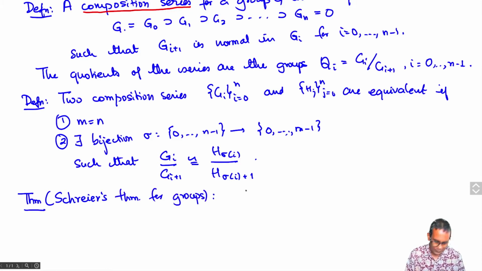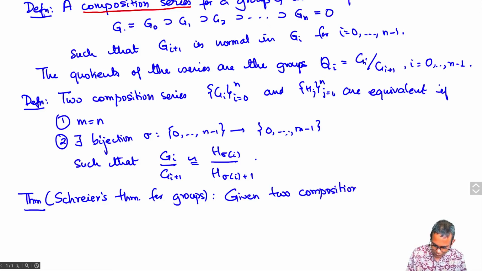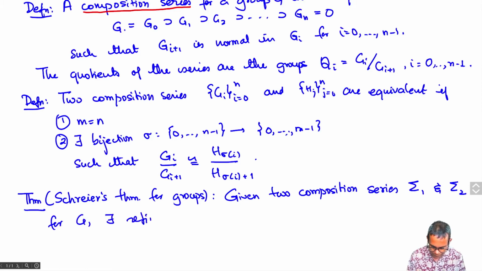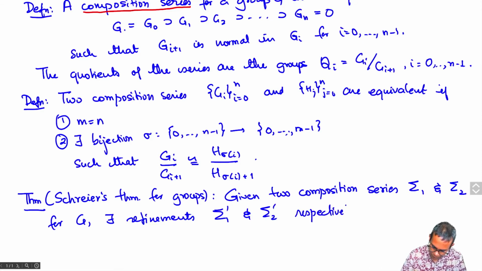And it says that given two composition series, sigma 1 and sigma 2, for the same group G, there exist refinements sigma 1 prime and sigma 2 prime of sigma 1 and sigma 2 respectively, such that sigma 1 prime is equivalent to sigma 2 prime.